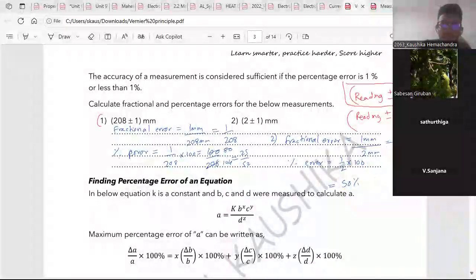So is this second reading an accurate reading? Can we consider it as an accurate reading? No, right? We can't consider it as an accurate reading. So either we have to reduce the least count, right? If we reduce the least count, then fractional error will reduce. Or we have to increase the reading. Those are the only two possible options. So if we can't reduce the least count of the instrument, we have to use a different instrument having a smaller least count.